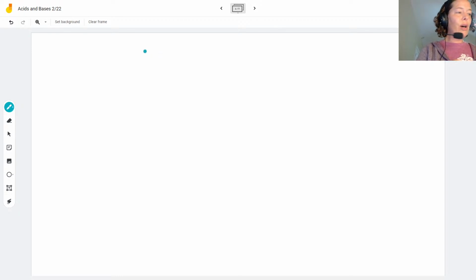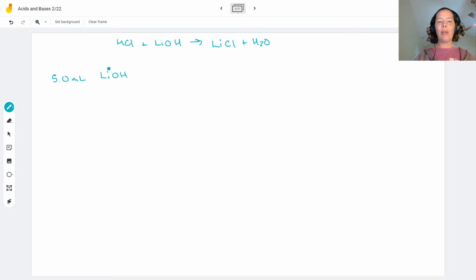All right, so I'm going to still keep our balanced chemical equation at the top of the screen so that I can reference that, plus H2O. Let's just go ahead and do the calculation when 5 milliliters of lithium hydroxide has been added. So how do we do this? What does this look like? What are we going to do?